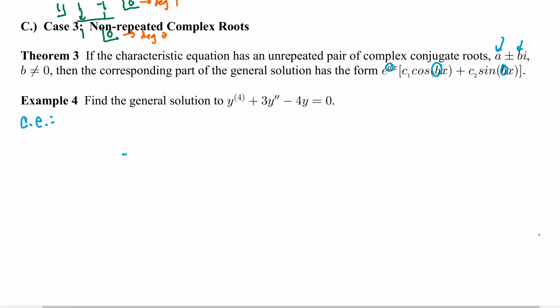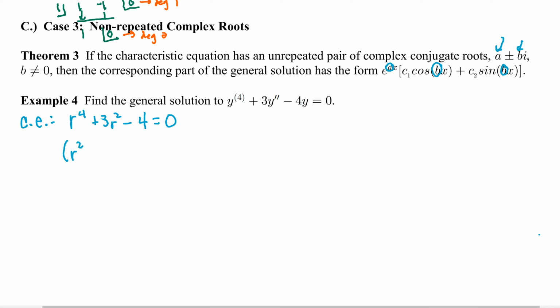So our characteristic equation in this case would be r to the 4th plus 3r squared minus 4, be careful on that last term, equals 0. Remember, this is a 0th order derivative, so it corresponds to r to the 0th power in our characteristic equation. Now, this one's factorable. We don't have to do our synthetic division on this one.